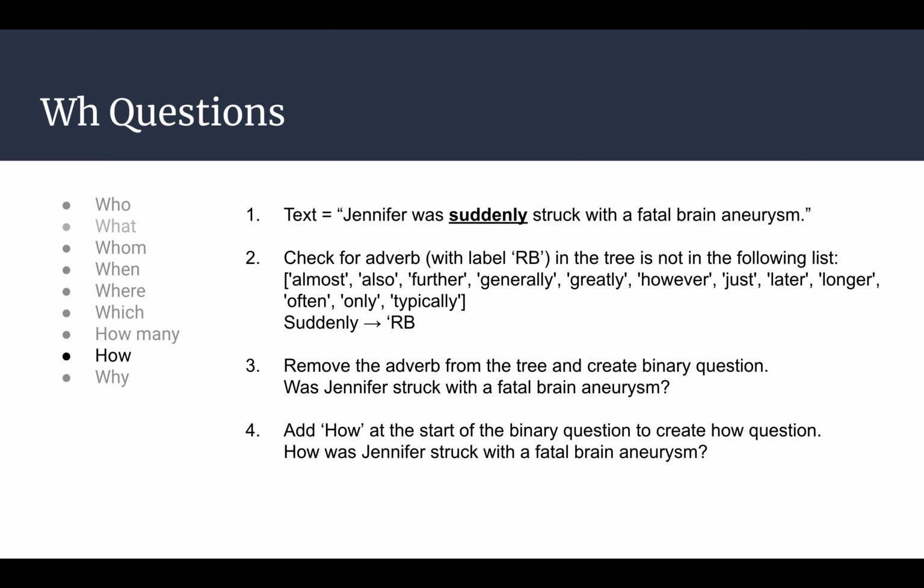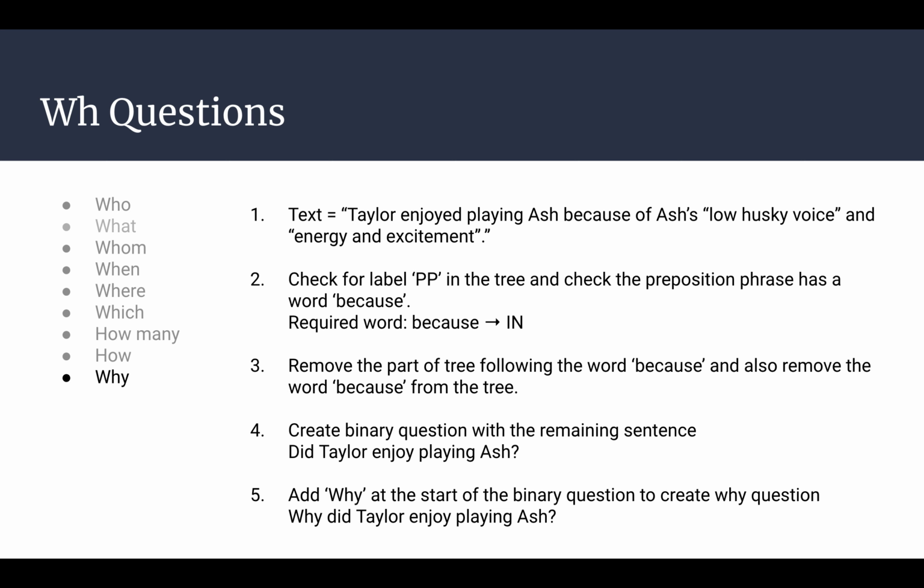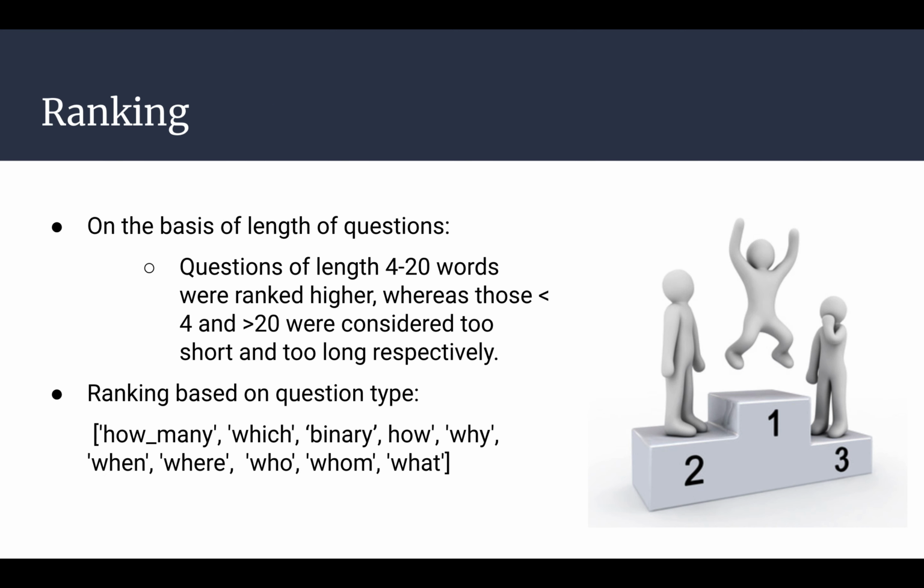In the case of how, we look for an adverb and then ensure that it is not in this list of adverbs that are on the screen. We then remove the adverb and add how at the start of the generated binary question, where the binary question was generated without the adverb. In the case of why, we look for a preposition and the word because, remove the part of the tree following the word because, create a binary question, and add why at the beginning.